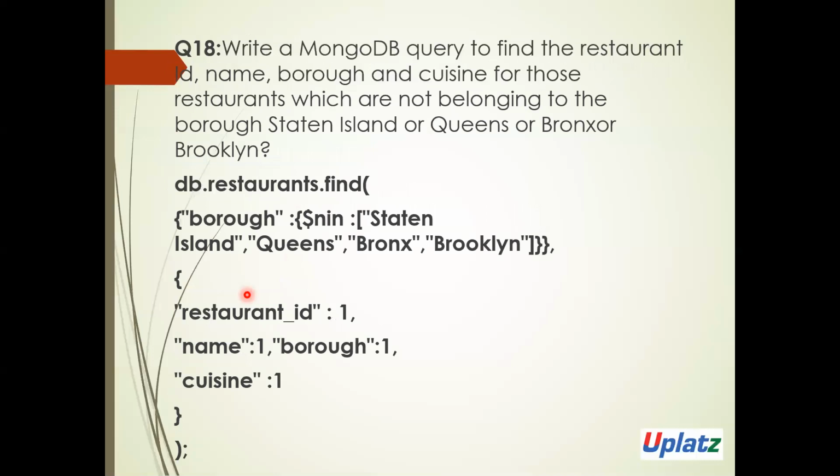My next question is: write a MongoDB query to find the restaurant ID, name, borough, and cuisine for those restaurants which do not belong to the boroughs Staten Island, Queens, Bronx, or Brooklyn, which means it should not belong to any of those. Some other borough, apart from these, I want. For that, these particular fields should get displayed. So I have used the not in operator, which is NIN, just equivalent to not in.